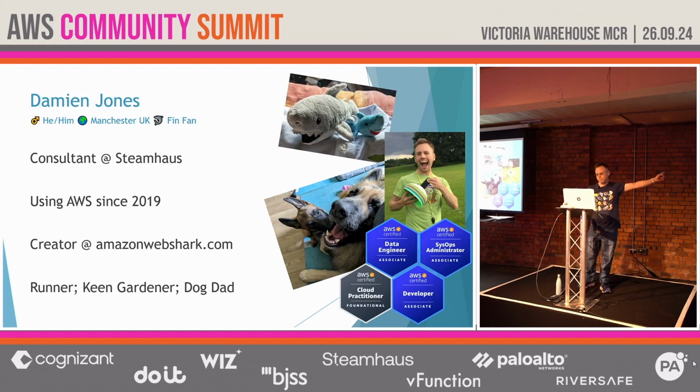This is me. I'm a consultant at Steamhouse in Manchester, and my background is in data engineering and administration. I've used AWS for about 5 years now. I started with a single dev account, and I'm now responsible for looking at multi-account production setups. Outside of that, I run Webshark, my website with blog posts, projects, and community stuff. And in my spare time, I do a bit of running, a bit of gardening, and I'm a dog dad to these two psychopaths right here.